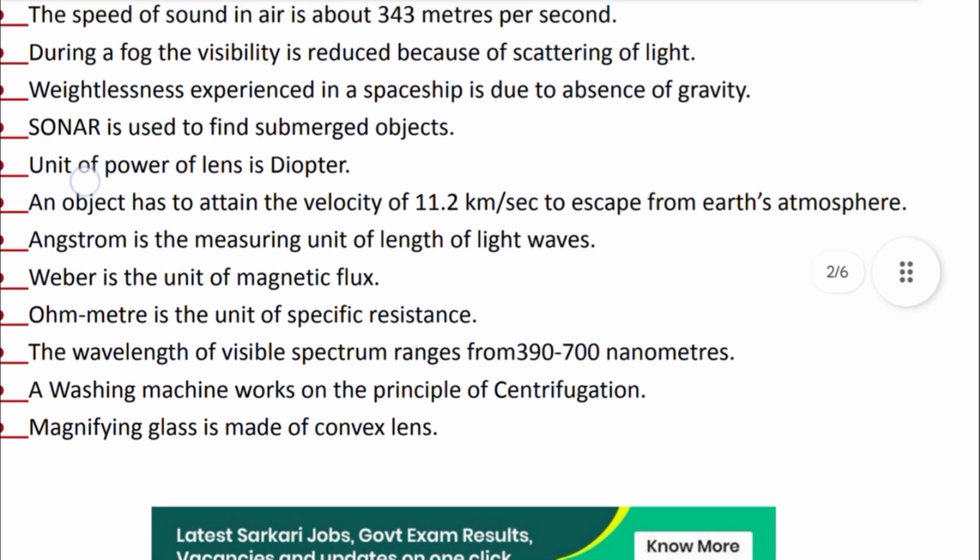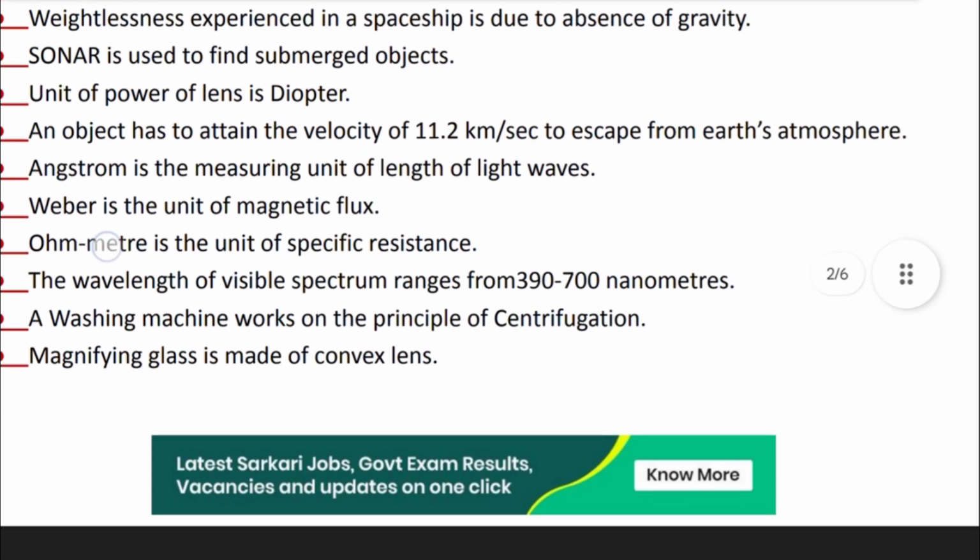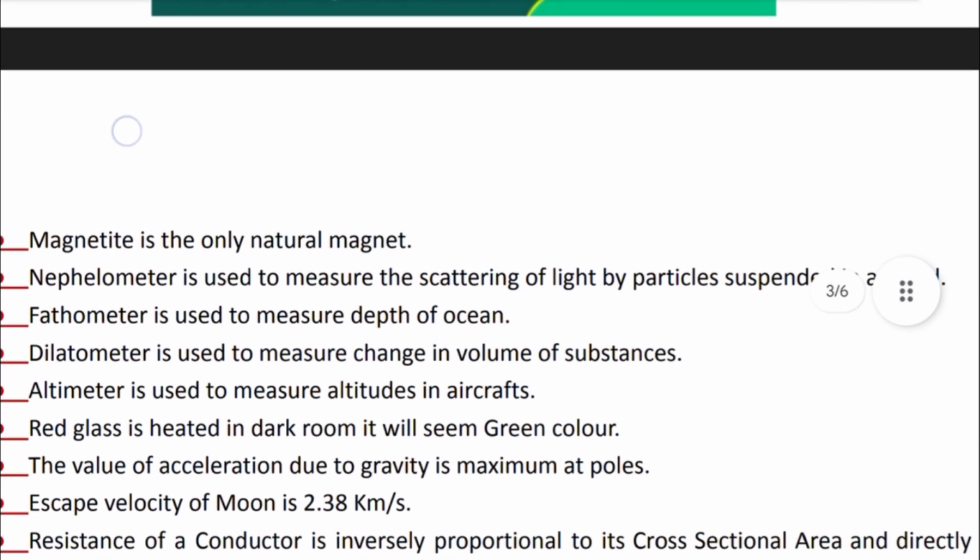Next, angstrom is the measuring unit of length of light wave. Weber is the unit of magnetic flux. Next, ohm meter is the unit of specific resistance. Next, the wavelength of visible spectrum ranges from 390 to 700 nanometers. Washing machine works on the principle of centrifugation. Next, magnifying glass is made up of convex lens.